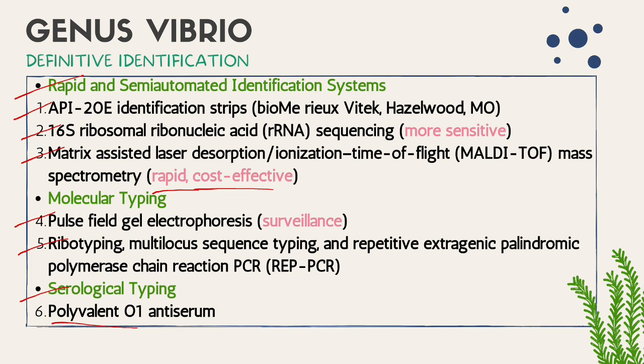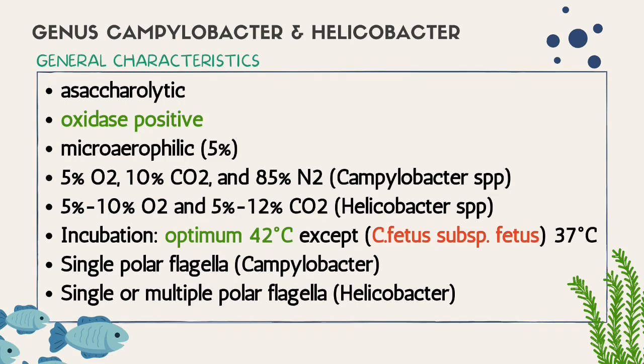So, this is used to differentiate the different subgroups of your Vibrio cholerae O1. So, we have your O1, the O139, and the non-O1 subgroup. Ayan, so finally, we are done with the lengthy discussion on your Vibrio species. Now, let's move over to another genus, which is your Campylobacter and Helicobacter species.